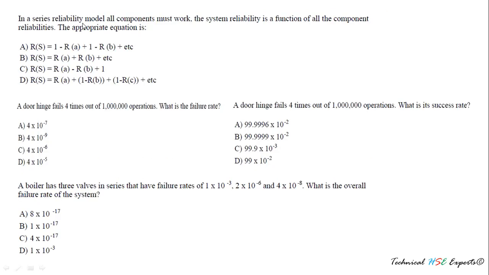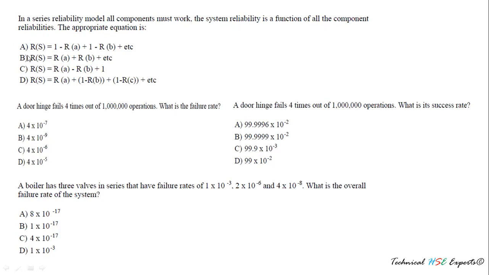In a series reliability model, all components must work. The system reliability is a function of all component reliability. The appropriate equation to represent series reliability, as we discussed before, will be option B, because other options are not close to the conditions for series reliability. So we will go with series condition, option B.